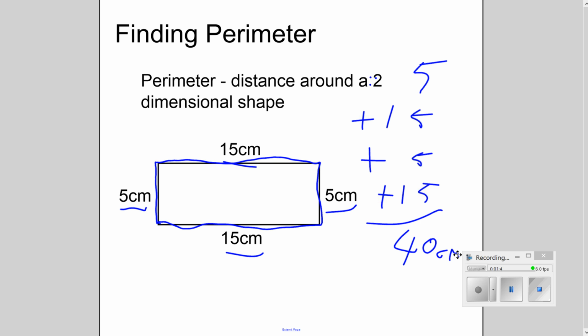You might have heard the phrase like walking the perimeter. So that's one way to think of it, is you start in one place and you walk the perimeter all the way around to get back where you started from.